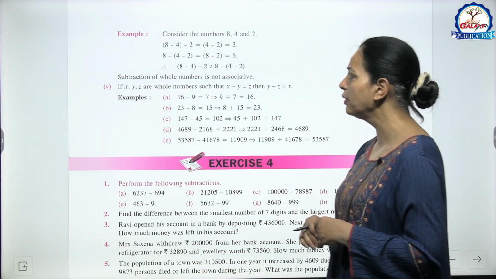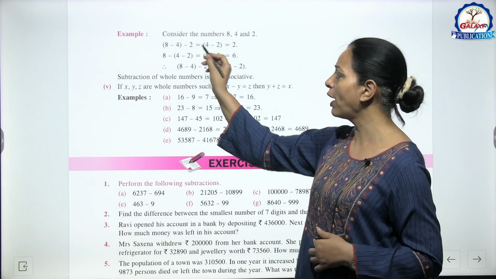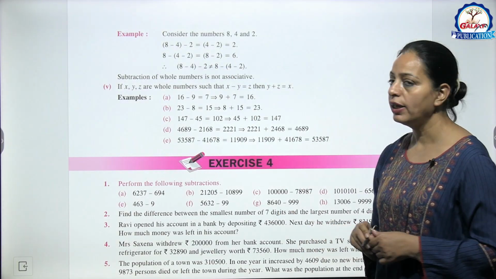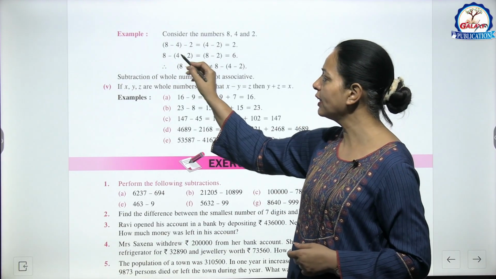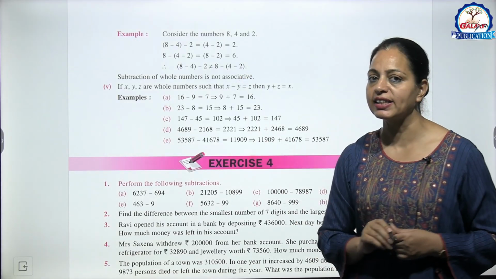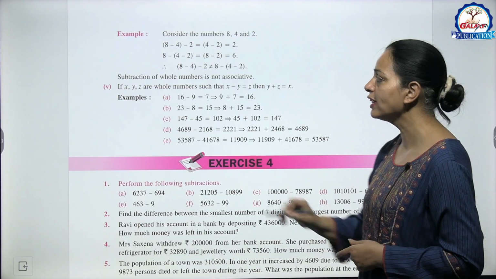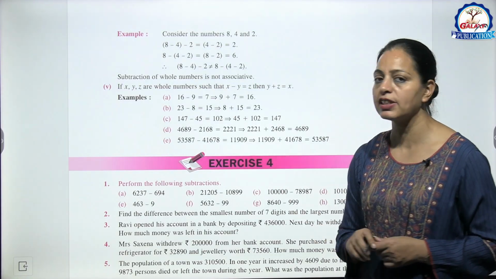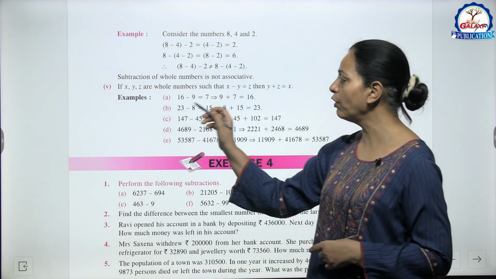Now see example. Consider the numbers 8, 4 and 2. 8 minus 4 minus 2 equals, here 4 minus 2, that is 2, and 8 minus bracket 4 minus 2, this becomes 8 minus 2, that is 6. So these are not same, right? That's why subtraction of whole numbers is not associative. Now see the fifth one.